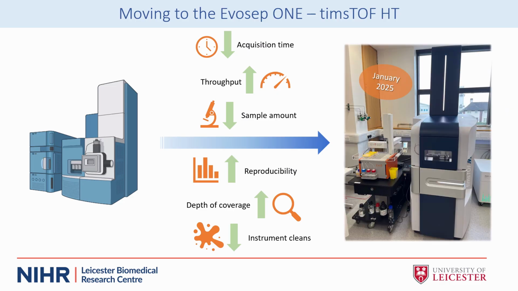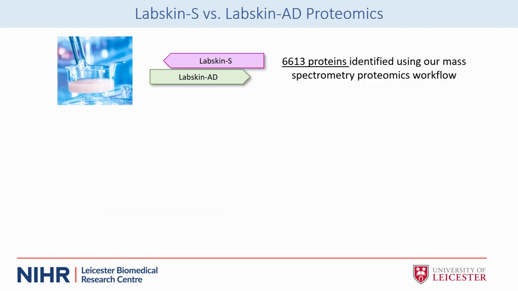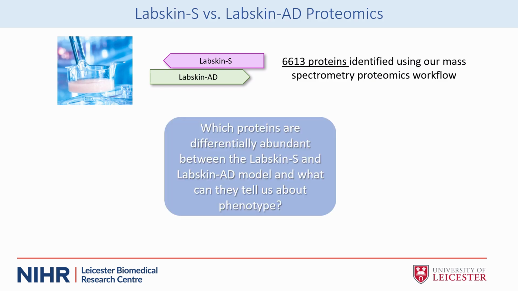So here it is in our lab. I know it doesn't look very exciting, but this is an excellent analytical instrument, and we've been using it for analysis of all the Labskin samples. So we analysed Labskin-S and Labskin-AD samples following the workflow I've just described, and we identified 6,613 proteins using just a 20-minute acquisition time.